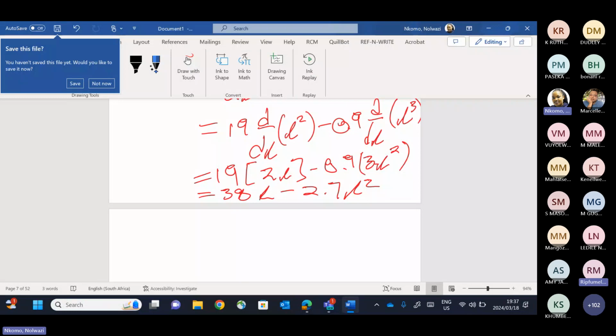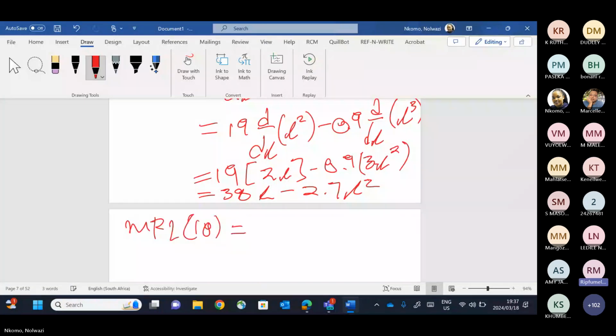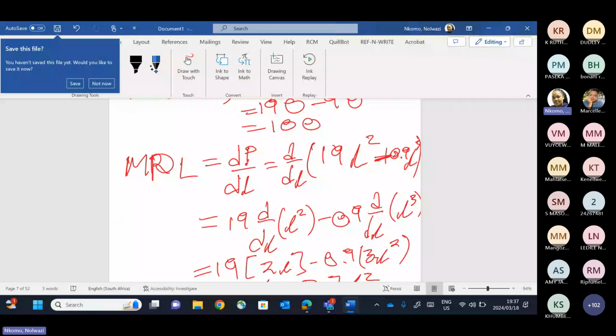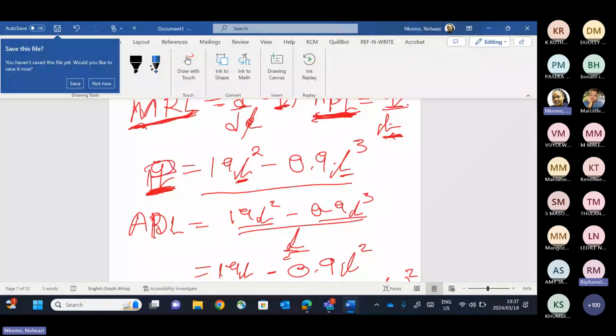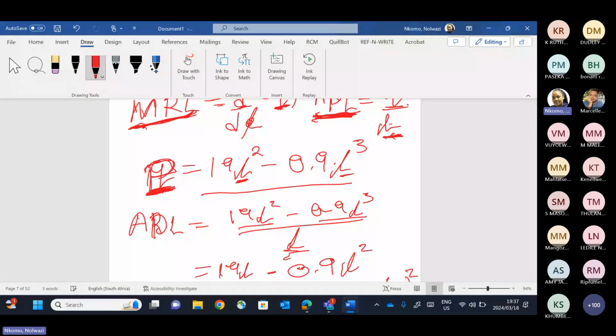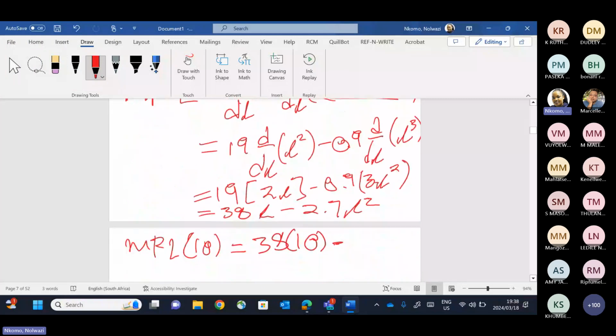Yes, I'm listening. Can I ask a question? There was P, so I just want to know where did P go? If you scroll this up, yes, it's this P. Remember, we were given P as this. So where there is P, I substituted P with its function.